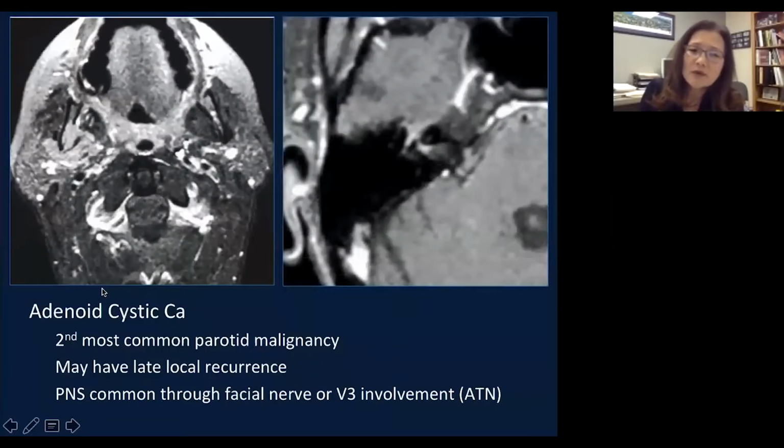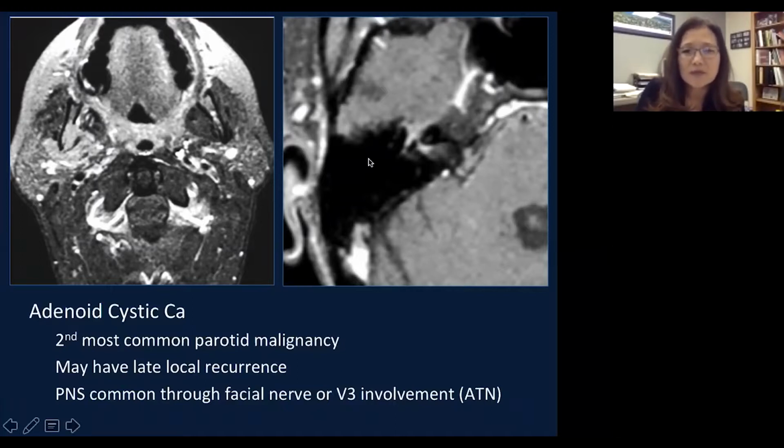The second most common parotid malignancy is adenoid cystic carcinoma. Notice the mass lesion in the deep lobe of the parotid gland. It does involve the mandible. Notice this bone destruction of the inner cortex of the ascending ramus of the mandible, and then the tumor invades directly into the bone. So these are very aggressive imaging features not seen in a benign salivary gland tumor.